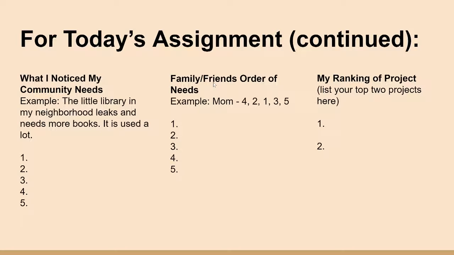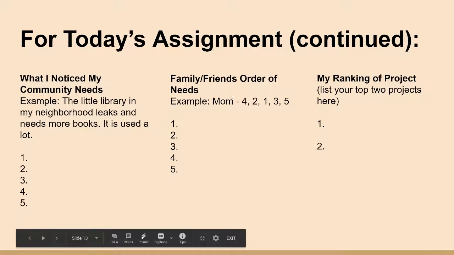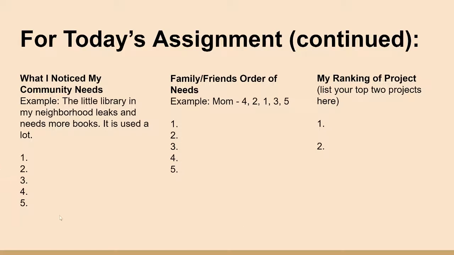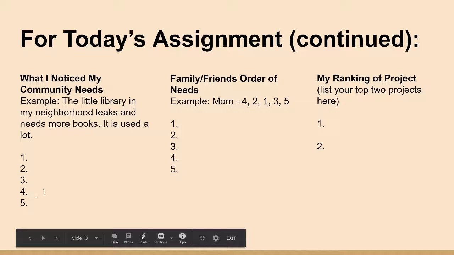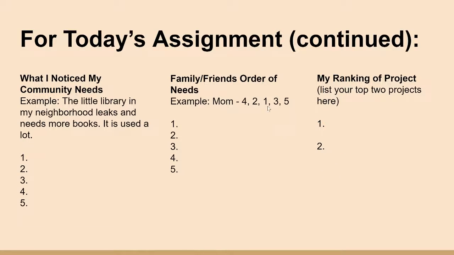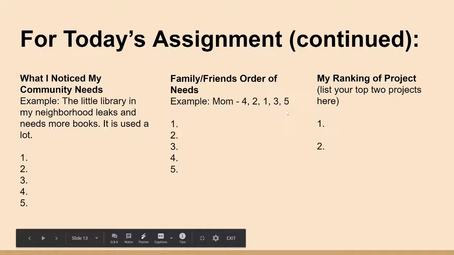In the middle, family and friends order of needs is where you're going to ask people to rank this list that you have over here on the left. So your mom might say, the thing you put for number 4 over here is the most important to me. The thing you put for number 2 is the second most important. I think the thing you put next to number 1 is the third most important thing. The thing you put next to number 3 over here is the fourth most important thing. And what you put next to number 5 over here is what I think is the least important of that list.